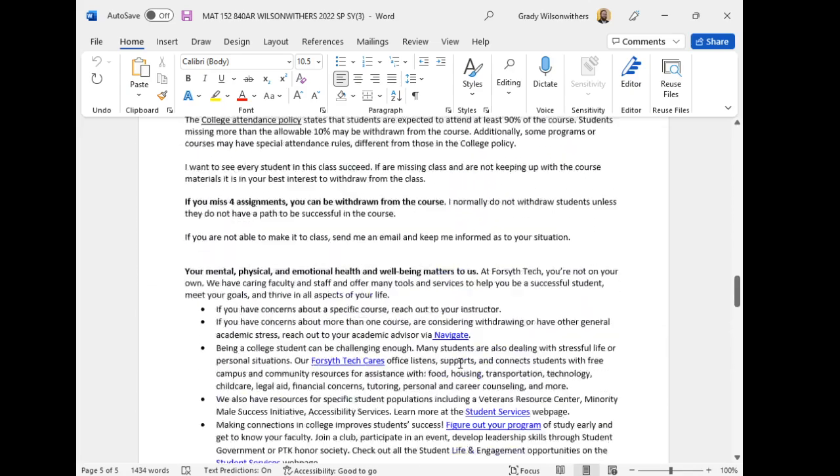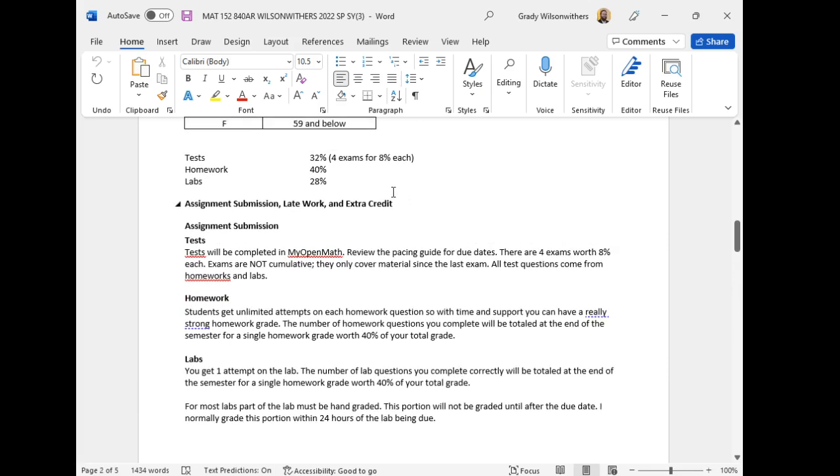Let's make sure I've highlighted one I wanted to highlight with that. Exams are worth 8% each. Homework, remember you get unlimited attempts on each question. Homework is the biggest portion of your grade. I've been teaching for over a decade. Your homework grade is the strongest indicator of how you do in the class, which means students that take the time to attempt and reattempt questions and put forth really strong homework grades always do well in the course. Students that don't put forth good homework grades really struggle. Then labs are worth 28%.